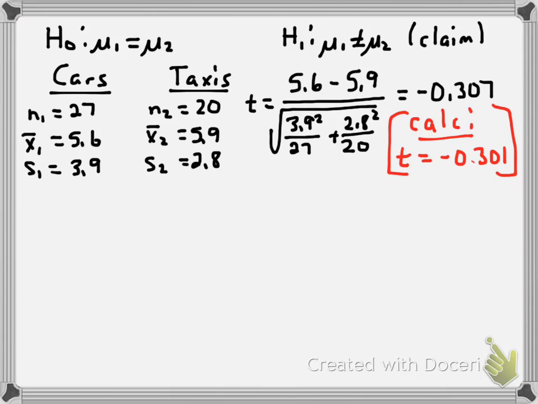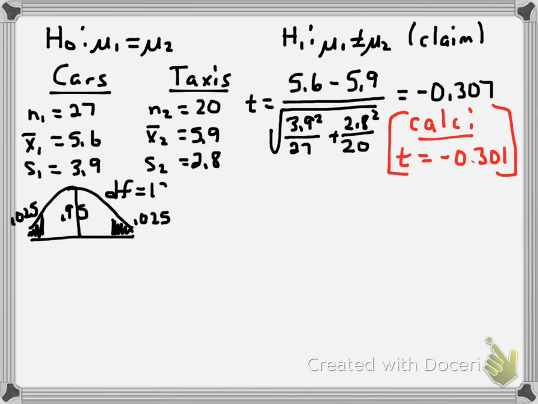Now let's find any critical values. From the not equal to in H1, we know that we have a two-tailed test. They told us that alpha is 0.05, so we have 0.025 in each tail, and 0.95 in the center. The smaller sample size is 20, so the degrees of freedom is 19. Use table A3 to find the critical values, and you should get negative 2.093 and positive 2.093.